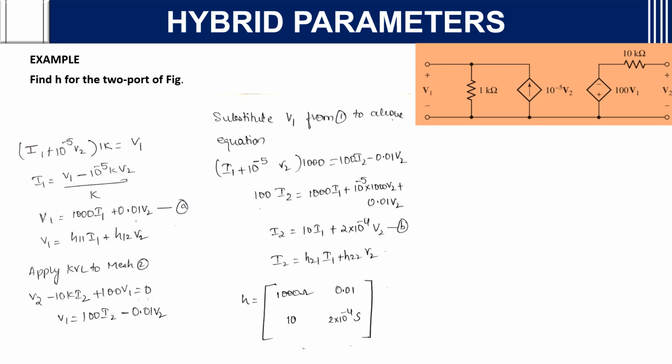I2 is equal to 10 I1 plus 2 into 10 power minus 4 V2. Again it is in the form of I2 equals H21 I1 plus H22 V2. If you compare them, then H21 will become 10, H22 will become 2 into 10 power minus 4. So you got all the parameters of H. So simple.